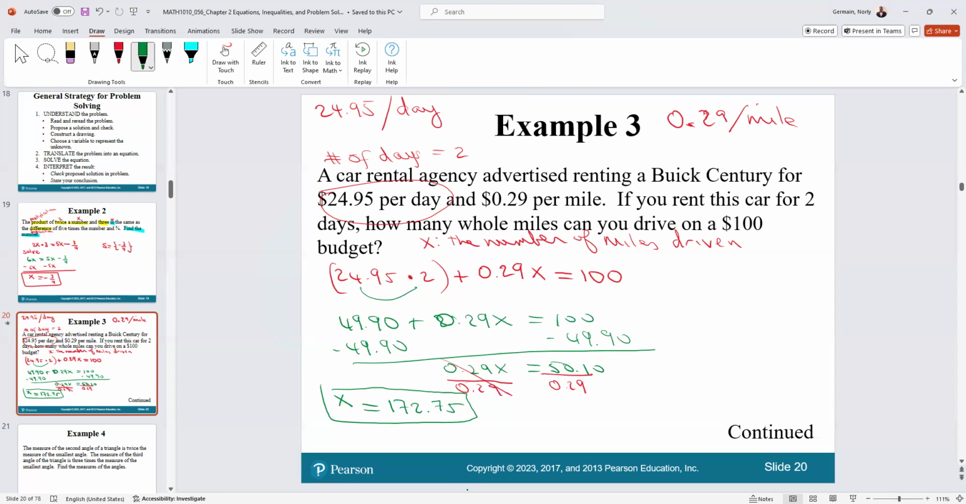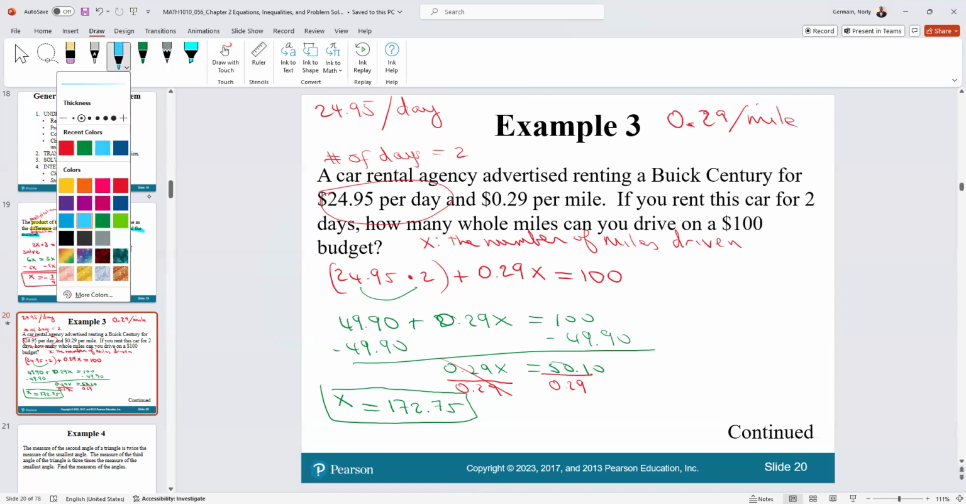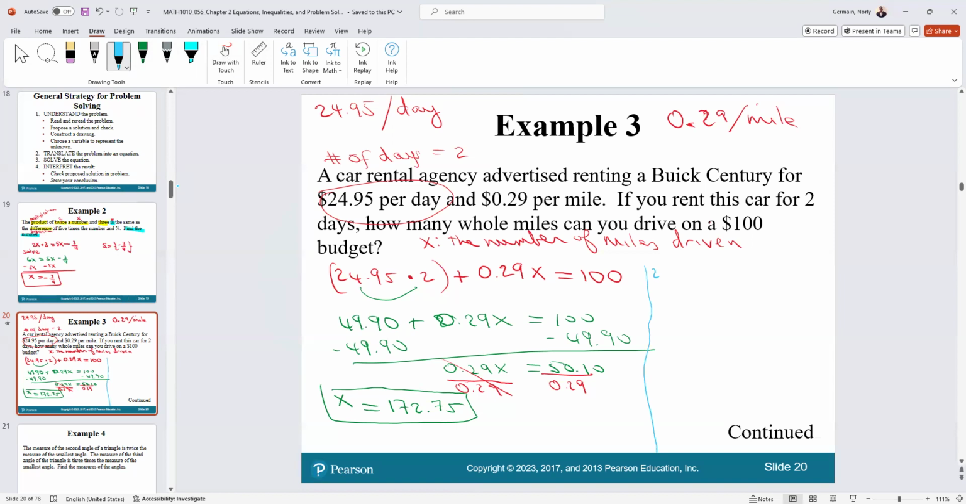All right. Now, because they said it's a whole number, we cannot state the answer as 172.75. We can either say 173 or 172. But we're going to try 173, because we are closer to 173 than 172. We're going to go back to the original equation and plug that number in and see what it looks like. In the original equation, we have 0.95 times 24 plus 0.29 times 172.75, and we're going to see if it's equal to 100.